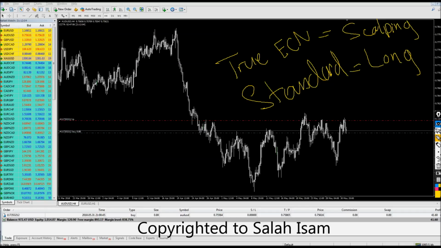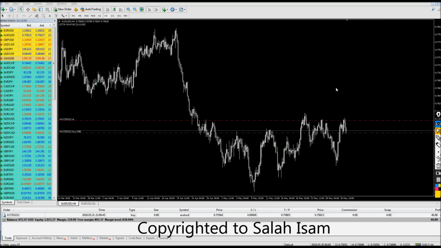This one I highly recommend you open in IC Markets after you open your scalping true ECN account. You should have two live accounts, like what I'm doing. One is a standard account, and the other one is a true ECN account.